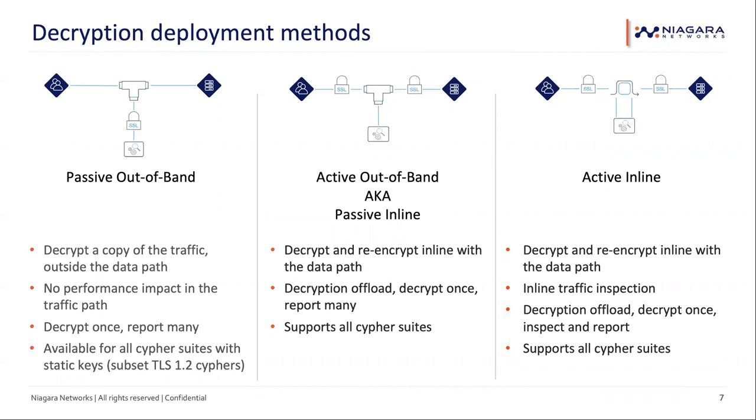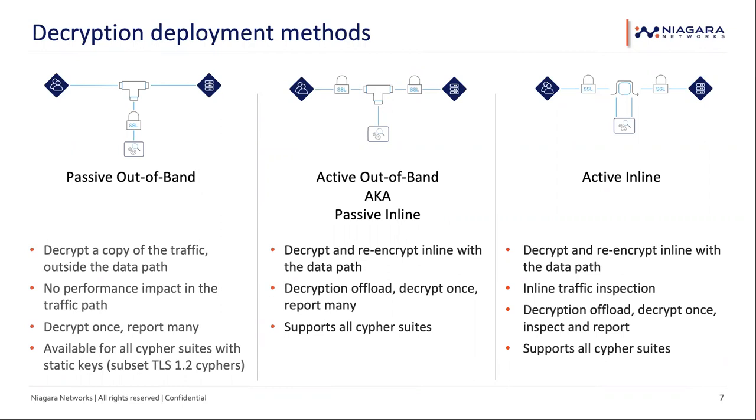Active inline means that we decrypt the traffic from the client to the server, but before we send that traffic to the server, we send it to an inspection engine. That inspection engine can inspect this session and can even block it when it sees malicious traffic. So active inline means that we send the traffic to an inline appliance that can inspect the traffic. That can be one appliance, or it can be a chain of appliances.